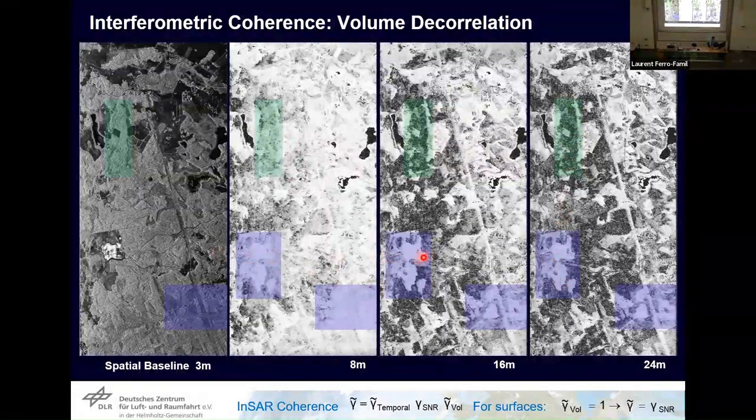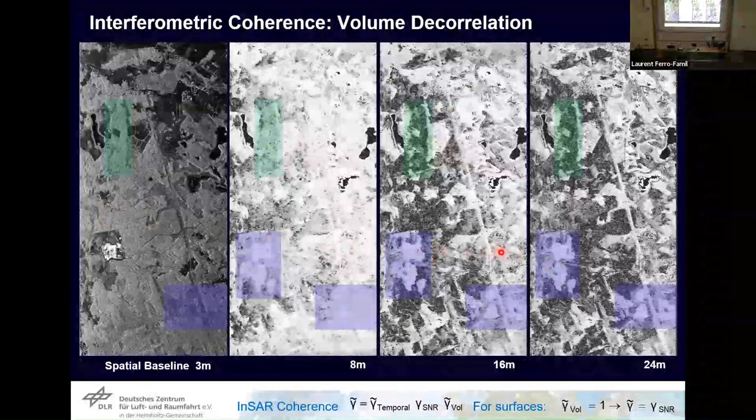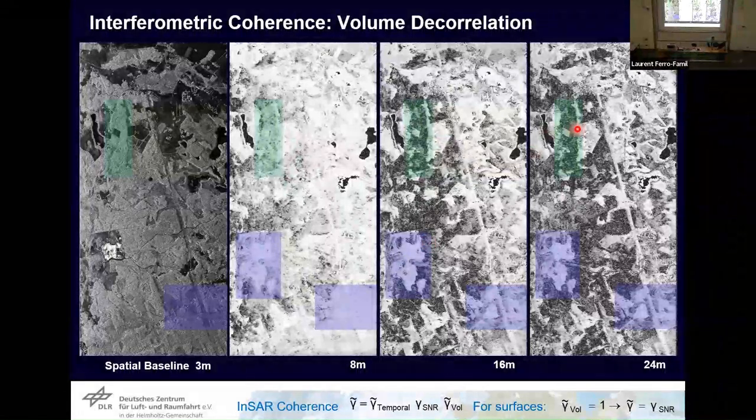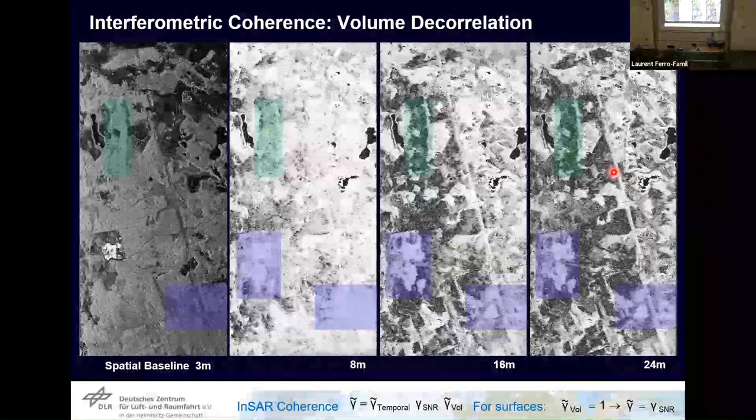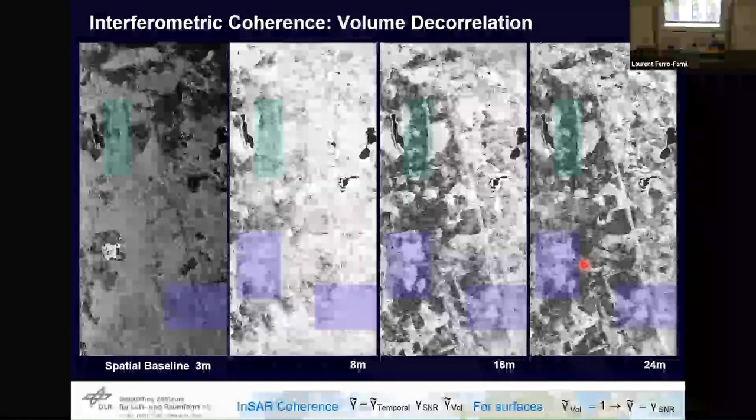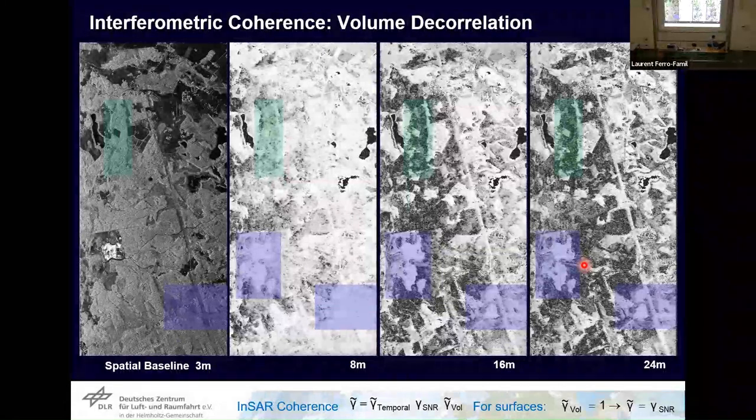Here instead, your coherence goes down, but slower than this. So where is the taller vegetation? On top or down? On top. And because here you are going down very fast, while here you stay, you are not going so fast. Okay. So maybe here we go ahead.